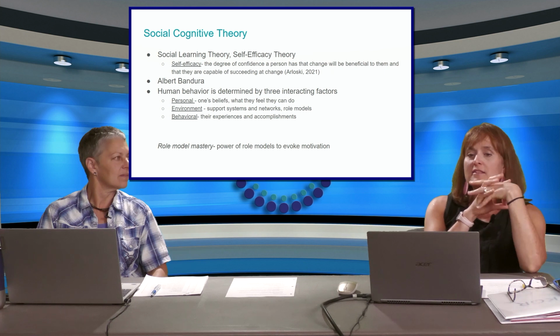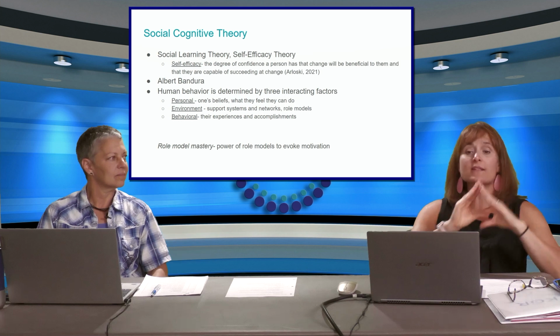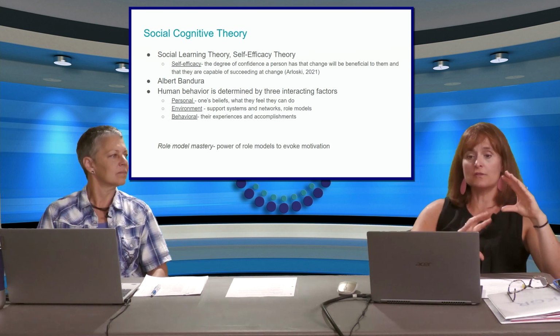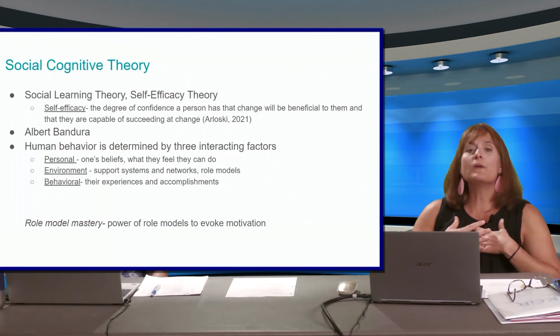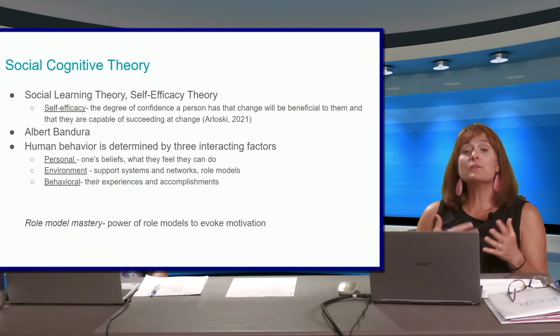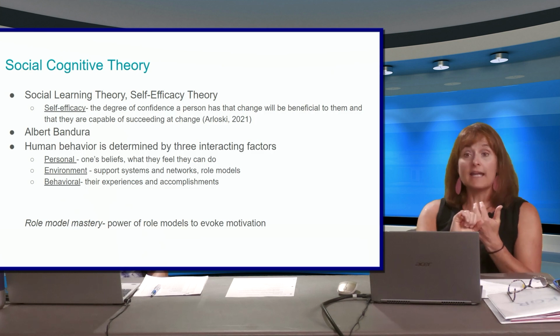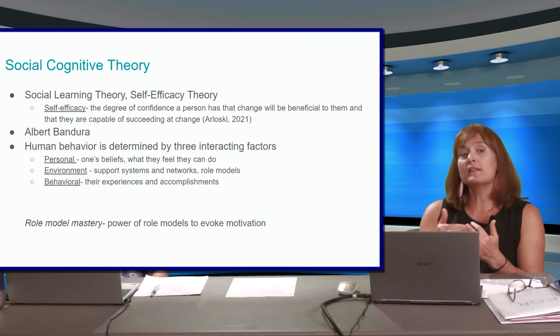A lot of times when you see the social cognitive theory, you'll see it laid out as a triangle because all three of these pieces are always working together. Those are your personal, your environment, and then your behavioral. Personal is just what we believe. Everyone's coming to you with different beliefs because we've all lived different lives. We've all been raised with certain beliefs. That is going to absolutely determine how we're going to change, because our beliefs play a major role in our behavior.